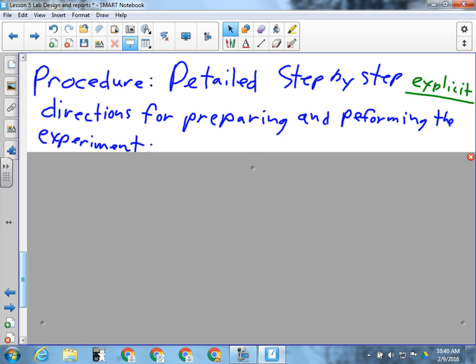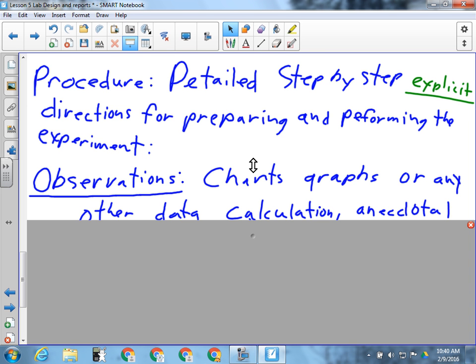All right, after the procedure, okay, or during the procedure, you're going to acquire all of your data, observations, and things like that. Okay? So you're going to have a section underneath the procedure that will be for all of your observations. Sometimes that's going to be a chart. For this first lab, a chart would be a good way to record the data for each unknown compound that you're going to be testing. Okay? Sometimes your graphs will go in there. Okay? If it's not a graph that's actually analyzing something, if it's just a graph of data, okay, then you can put it in there.